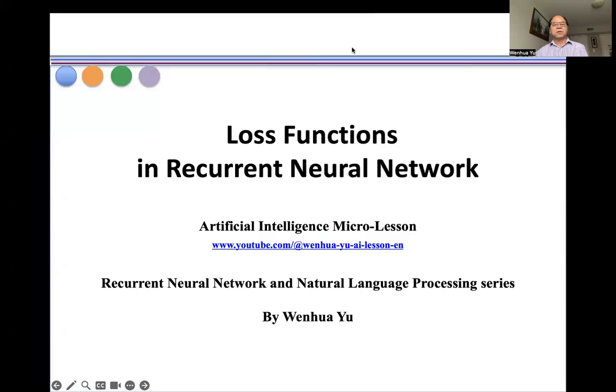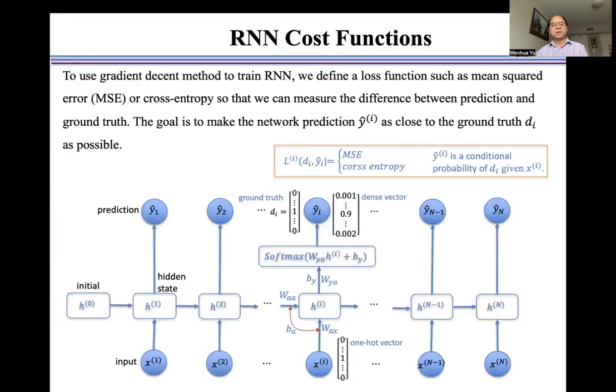In this video, I introduce loss functions in recurrent neural networks. To use a gradient descent method to train an RNN model, we need to define a loss function such as mean squared error or cross entropy, so that we can measure the difference between prediction and ground truth. The goal is to make the network prediction as close to the ground truth as possible.